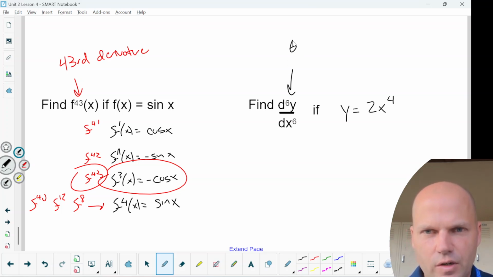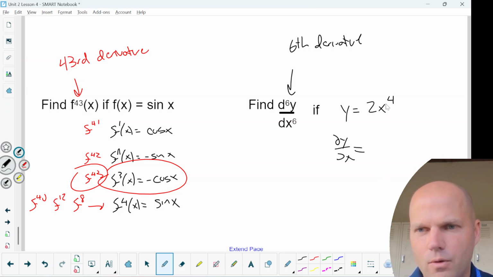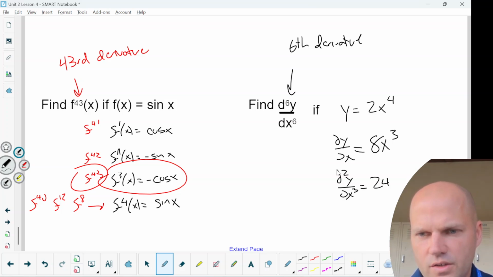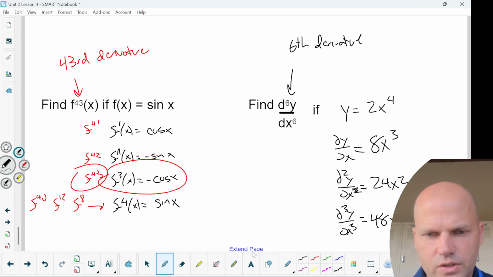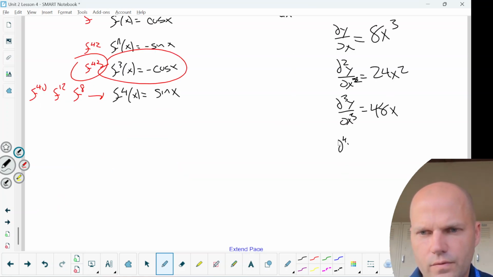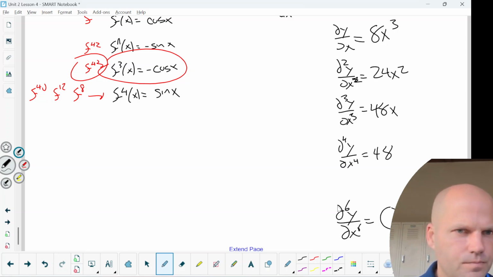Okay, this is the sixth derivative. Ugh, this looks gross, but watch what happens. Because this is a power that is a whole number power that is greater than 0, what we will find is that as we go down, the powers will start to go down. That's it squared. And then all of a sudden, the fourth derivative is 48. And then the fifth derivative and the sixth derivative will have to be 0.